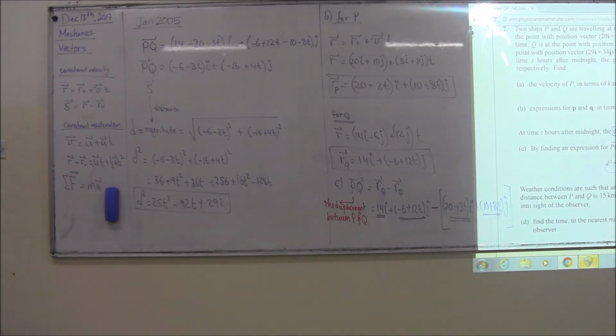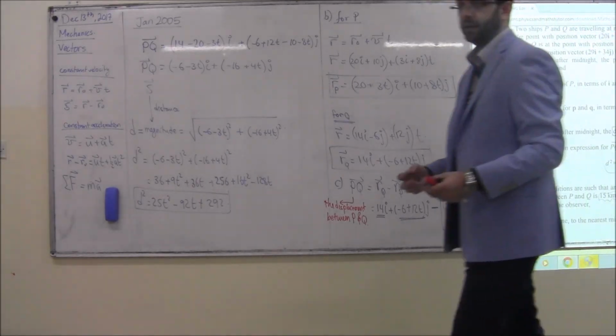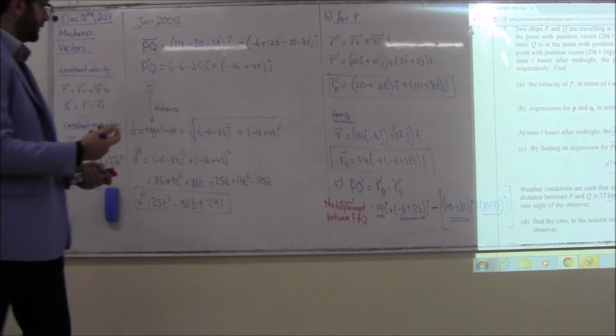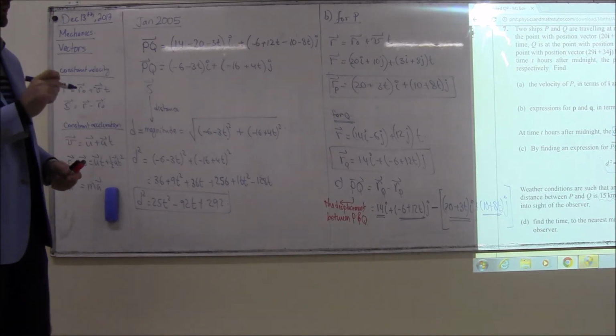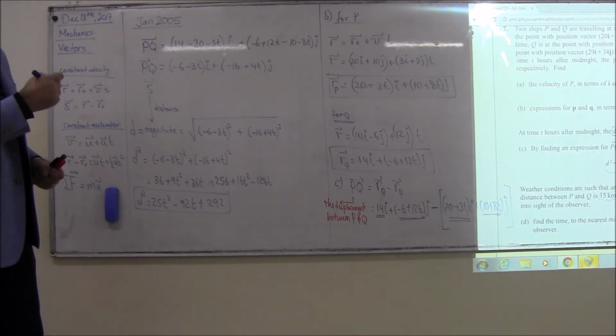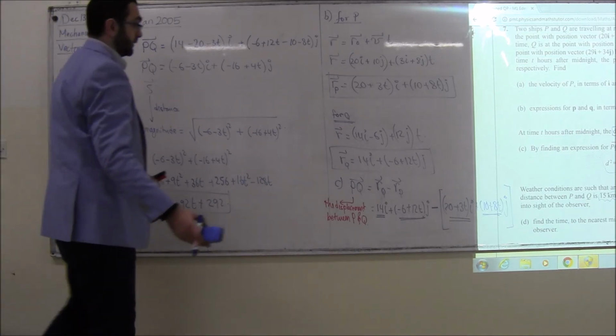Weather conditions are such that the observer on P can only see the lights on Q when the distance between P and Q is 15 kilometers or less. Given that when t equals 1, the lights on Q move into the sight of the observer, find the time to the nearest minute at which the lights on Q move outside the observer's sight.